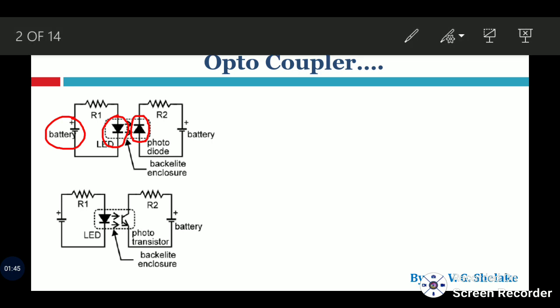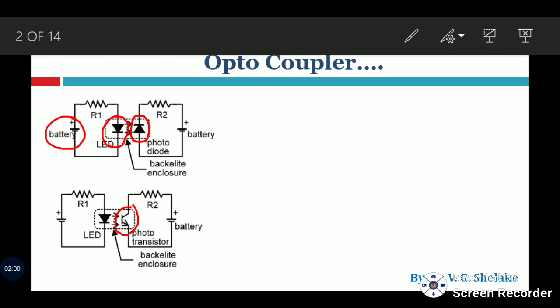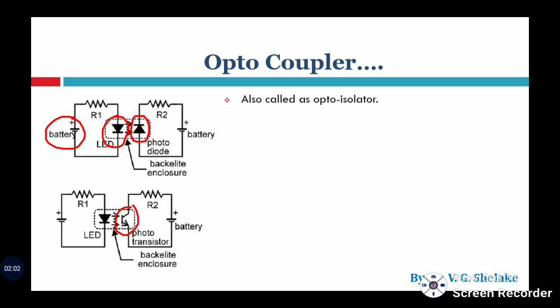This optocoupler may consist of a phototransistor instead of a photodiode. According to our application, we have to use the particular optocoupler. This is also called an optoisolator because it isolates two circuits. One is a low voltage circuit and another is a high voltage circuit, or the low power circuit is isolated from the high power circuit using the optocoupler or optoisolator.